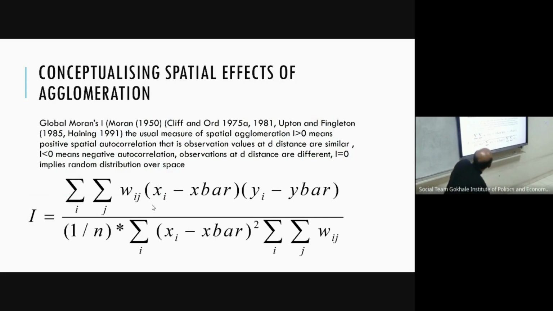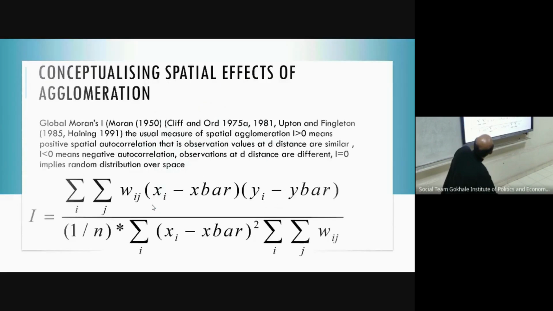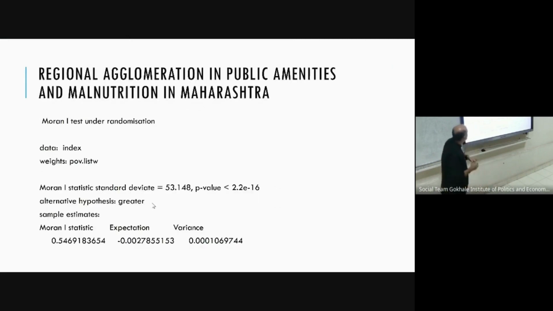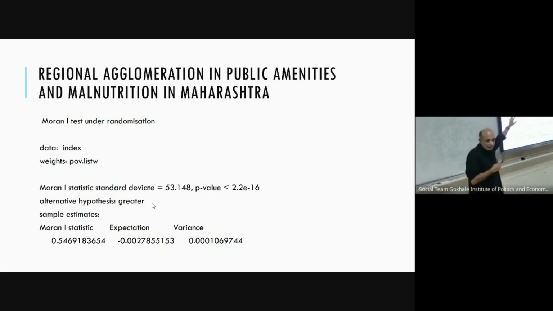Right? So I'm now going to look at various variables, and this is a very standard measure. So I want to use that method. I'll give you one example of how this works. For example, if I'm using this for some variable called index, then this is the Moran's I statistic value, which is 53.148. The p-value, as you can see, is very small. So it rejects the null hypothesis of random areas. Let's say there is positive clustering. And expectation, variance, etc.